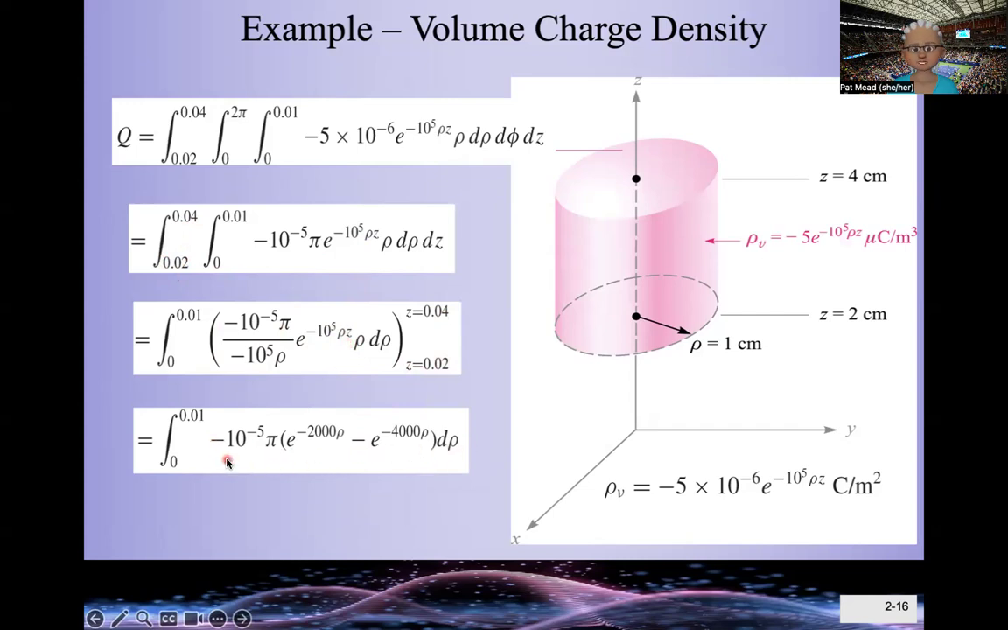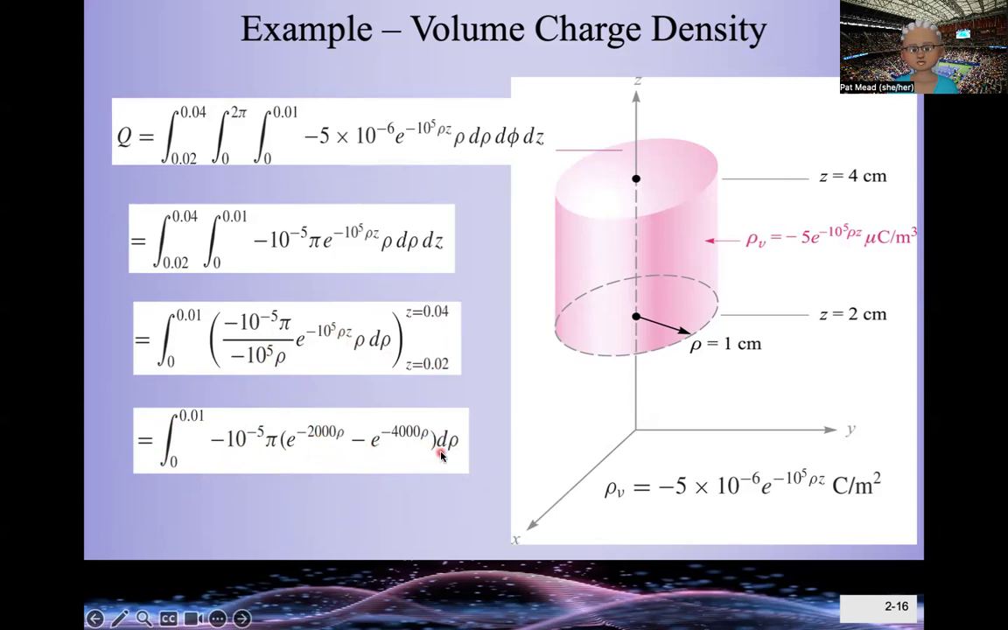Okay, so we got 10 to the minus 5 in the numerator, minus 10 to the minus 10 to the fifth in the denominator. We have pi here. We have rho in the denominator. We have rho in the numerator. All right. So when you do that multiplication, you end up with this expression right here, after you put in 0.02 and 0.04 for your z. So then you end up with this expression right here.